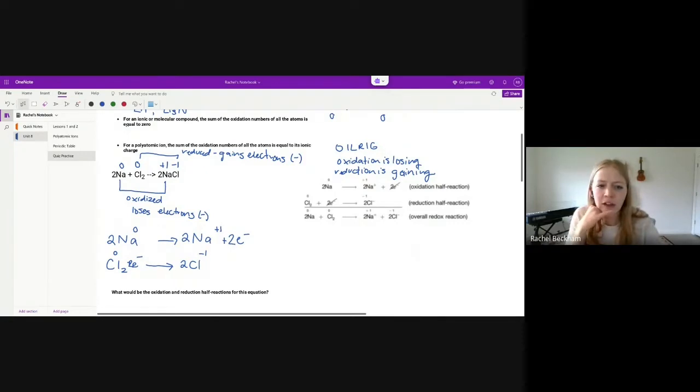So these are called half reactions. You split them apart and you show what's happening to the electrons. And because here sodium is being oxidized, this is the oxidation half, and this is the reduction half right here.